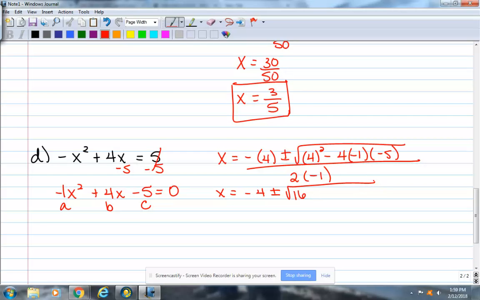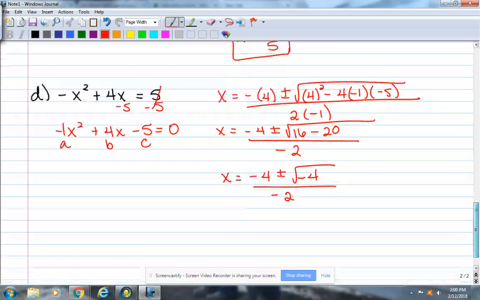negative 20. Do I put a minus 20 here or a plus 20? Plus 20. How many negatives do I have to multiply together here? 3. 3 negatives makes a negative, right? An odd number of negatives multiplied is a negative. An even number of negatives multiplied is a positive. So this is minus 20, divided by negative 2. What is 16 minus 20? Negative 4. Right. Divided by negative 2.